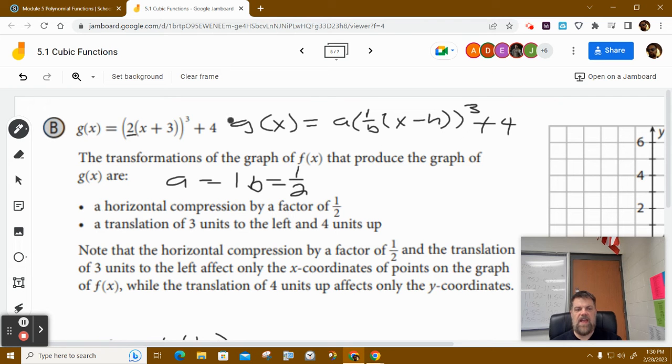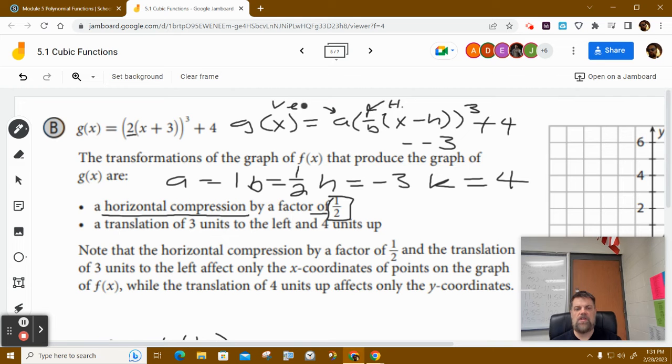Okay? H is equal to negative 3 because in order for you to have a positive 3, you have to have a negative 3, right? So H is equal to negative 3, and then K is equal to positive 4. So the horizontal compression is a factor of 1/2, right? Remember that B was the horizontal compression or stretching. A was the vertical compression or stretching. H was left or right, so this is going to be 3 units to the left, and then K was your up or down, since it's a positive 4, it'd be 4 units up.